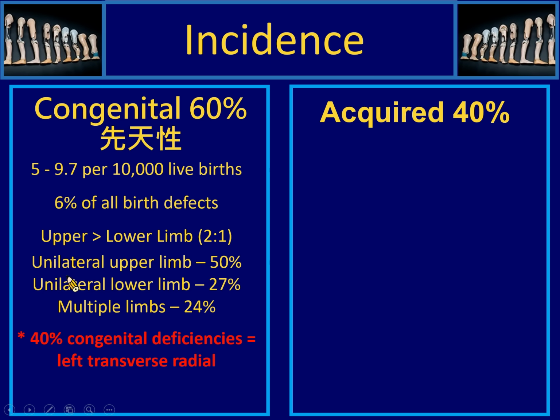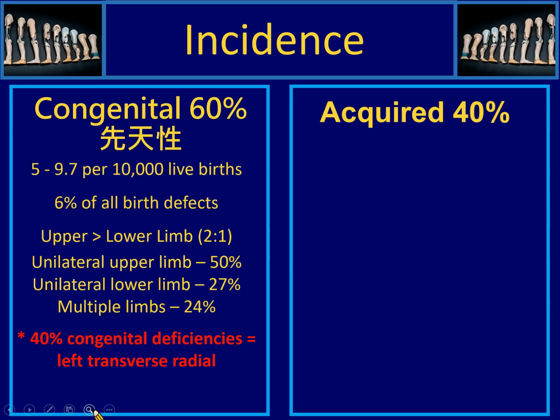As for the upper limb deficiency, the unilateral, which means one side of the upper limb deficiency, is about 50%, one half of the cases. And as for the lower limb, it is about 27%. The multiple limbs is about a quarter, about 24%. So this is a very important message.